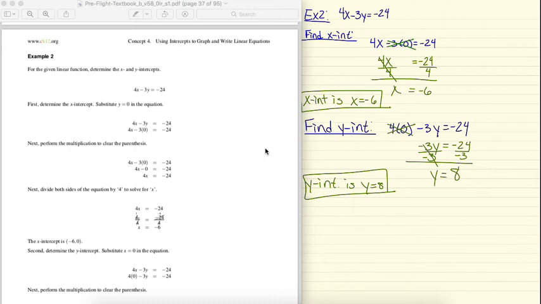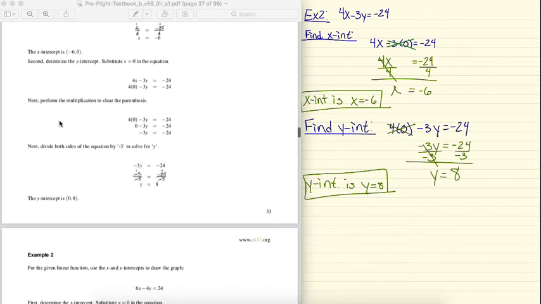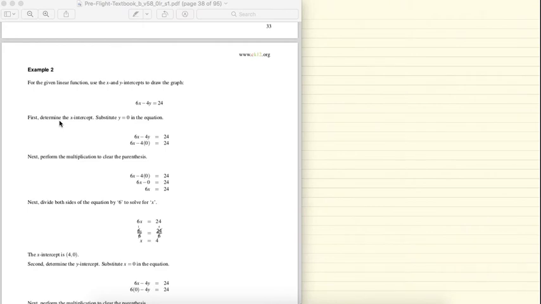From here, you could graph these points and then connect them to get a picture of the equation 4x minus 3y equals negative 24. This problem only wanted us to find the values, not graph it, so we're going to leave this example as is. Now, I see that I have 2 example 2s here in the textbook, so that's a mistake on my end. I'm going to go through the next example problem, which I apologize is also labeled as example 2.